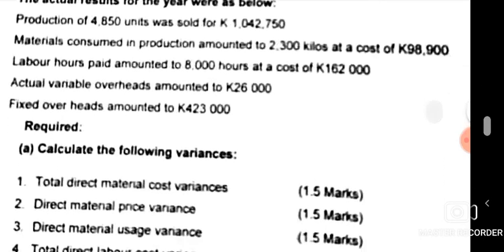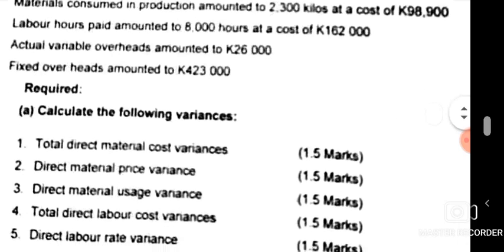Calculate the following variances. 1. Total direct material cost variance. How do we calculate that variance? Well, I will take a shortcut in this video. An understanding of total direct material variance simply means you're going to find the material price plus your material usage. Those two put together give you the total.